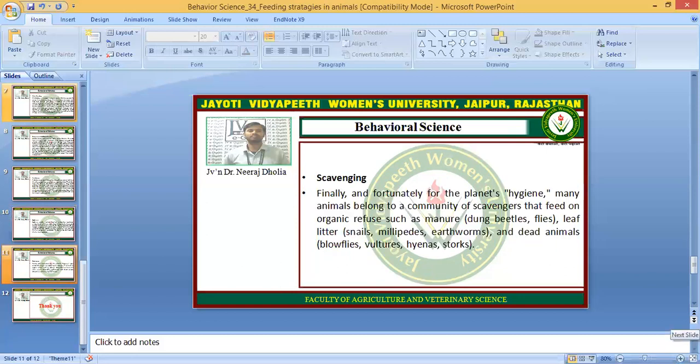Next is scavenging. Finally, fortunately for the planet's hygiene, many animals belong to the community of scavengers. They feed on organic refuse such as manure, like dung beetles and flies, leaf litter, like snails, millipedes, and earthworms, and dead animals, like hyenas, vultures, and the like.